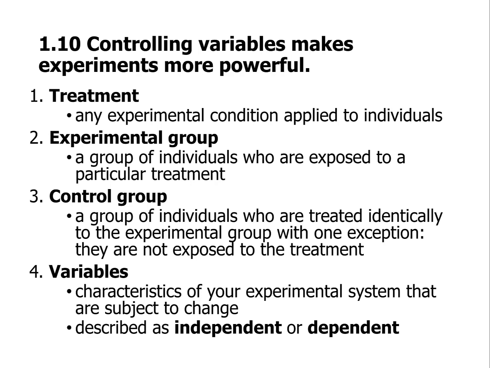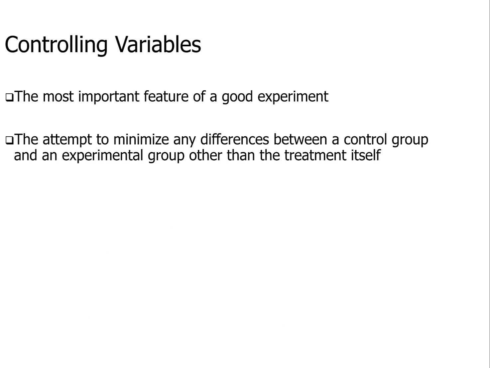So the treatment is the experimental condition applied. The experimental group is the individuals who are exposed. The control group are usually treated identically, but they're not exposed to the treatment. Variables are characteristics of the system that are subject to change. So we have dependent and independent variables, and the dependent variable is dependent on the independent variable. If you follow me on that, I'll talk more about that here in a little bit. The most important feature of a good experiment is controlling variables. So you want to minimize any differences between a control group and experimental group as best you can.